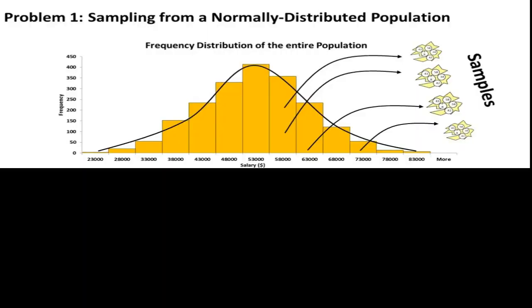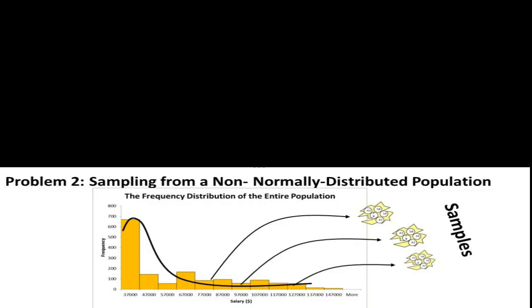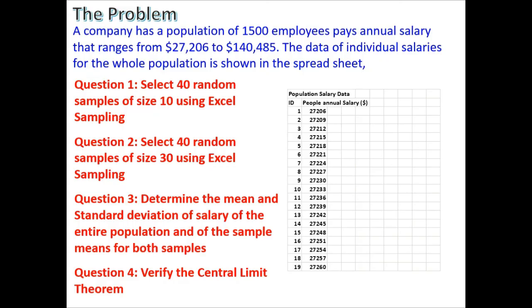Now we are moving to a different problem. In this problem, we will see that the parent population is not exactly a normal distribution. Here we have another company of 1,500 employees. It pays an annual salary that ranges from about 27,000 to 140,000. And we are about to do the exact same steps for this new data set representing a new population. So let us go and see what we can do about this.